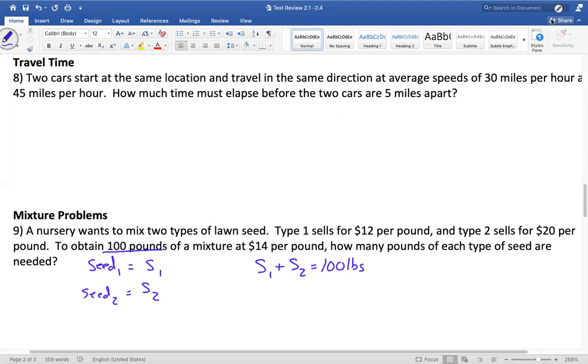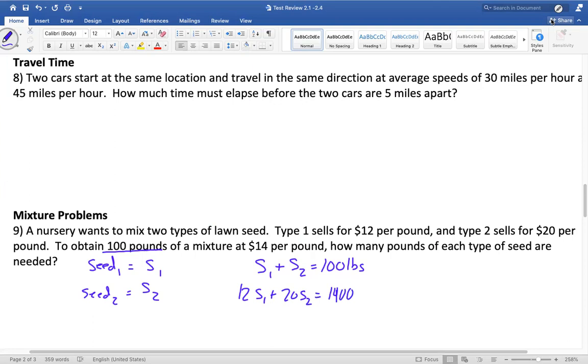Now, this is where it gets a little tricky and you have to think. S1 sells for $12 a pound, so 12 S1 plus, and S2 sells for $20 a pound, that's 20 S2. How do I get this? Well, we're talking about money here. If I have 100 pounds and it needs to have an average cost of $14 a pound, that's 100 times 14. That's 1,400.